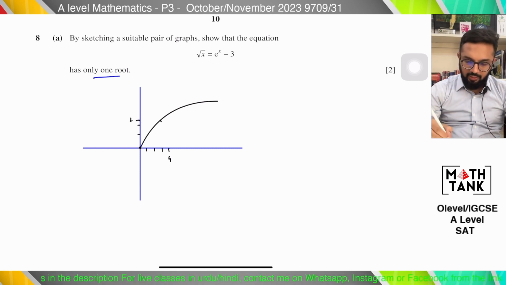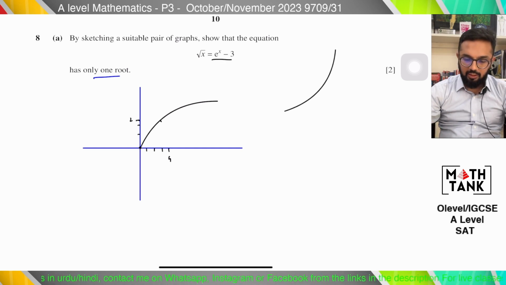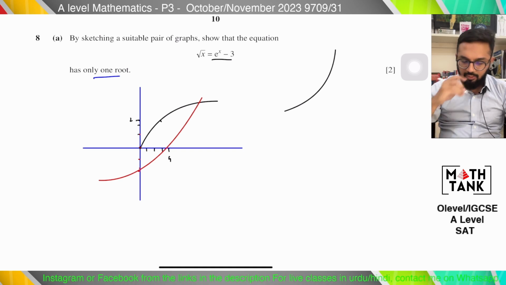Then 3 e power x minus 3. E power x typically looks like that. In this case, it should move down 3 units. So moving down 3 units gives me 1, 2, and 3. And then it goes like that. It should have one root. It's one intersection point.